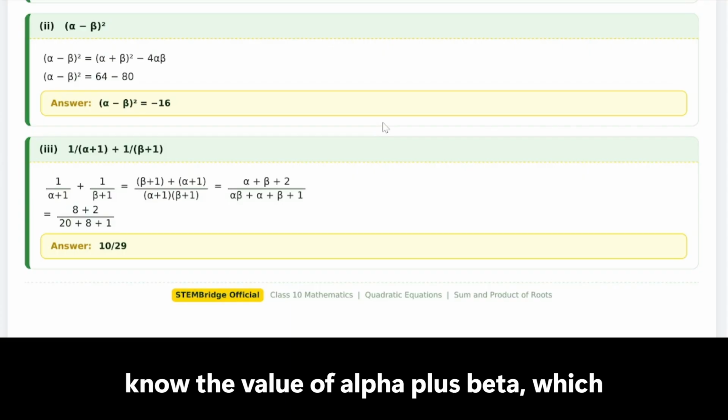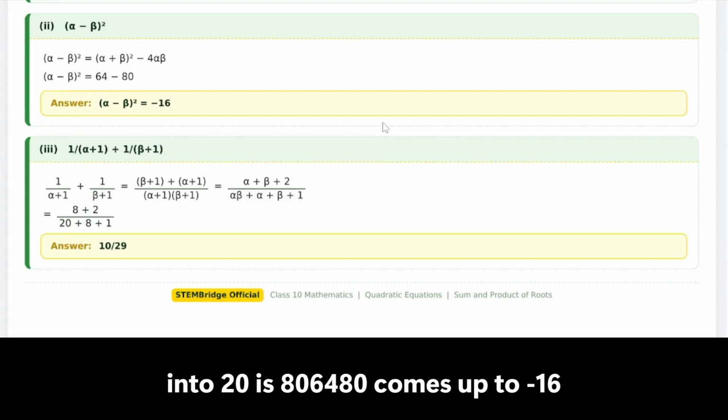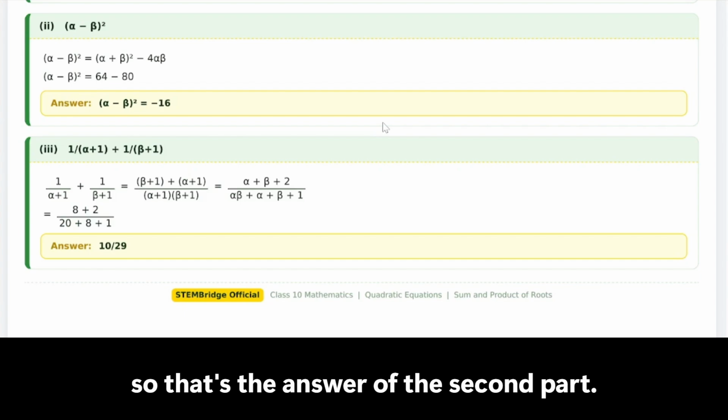We know the value of alpha plus beta, which is 8. So the square of 8 is 64. And alpha beta is 20, so 4 into 20 is 80. 64 minus 80 comes up to negative 16. So that's the answer of the second part.